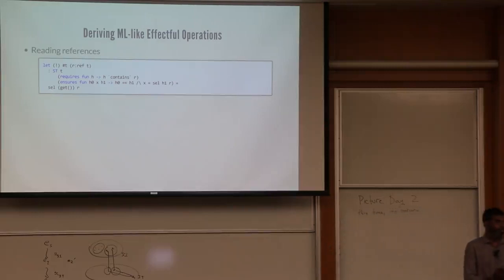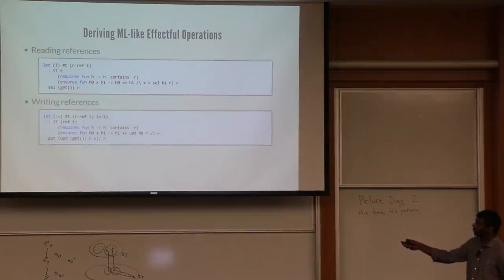The state S, I'm going to instantiate to heap. I have get and put. And I can just implement bang using get and select. Okay? And I can do assignment using get and put. I get the current state, I update it, I put it back. And I get signatures that look like the ML signatures for these things.